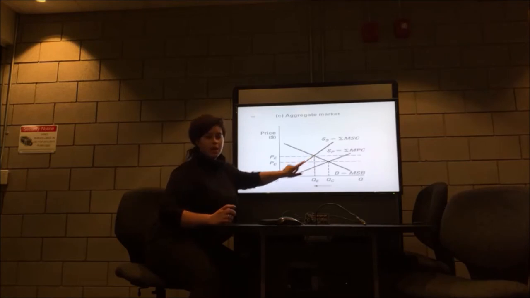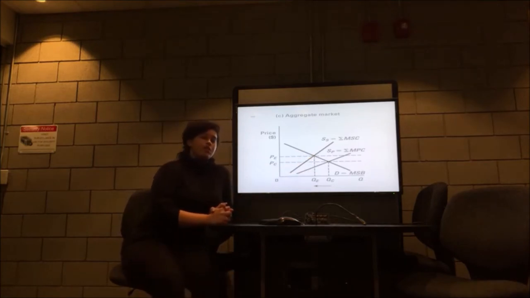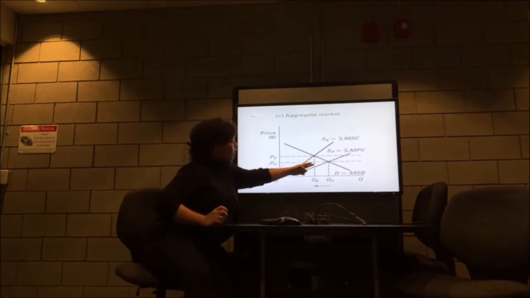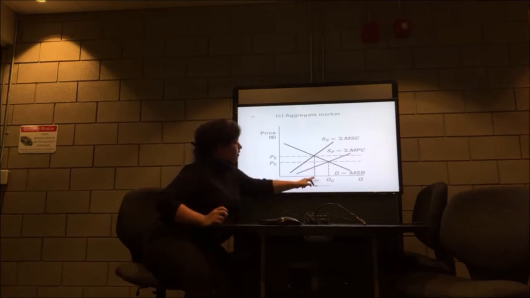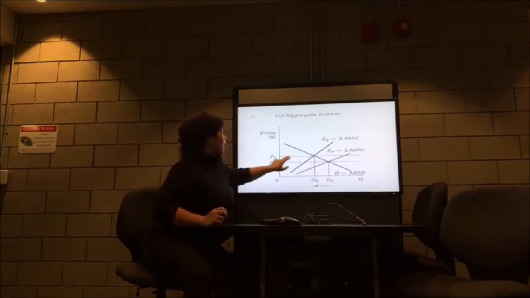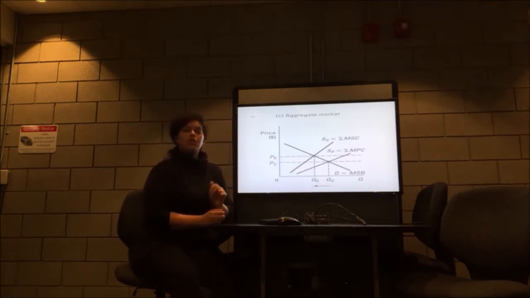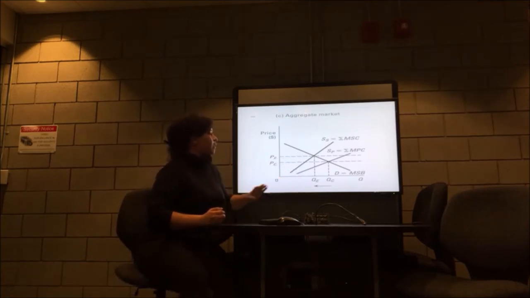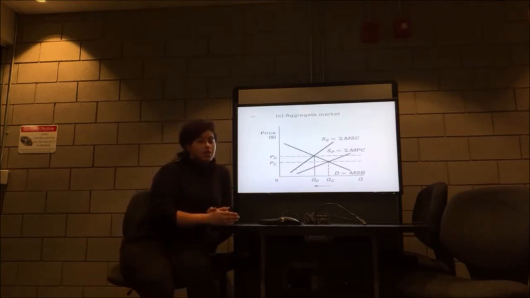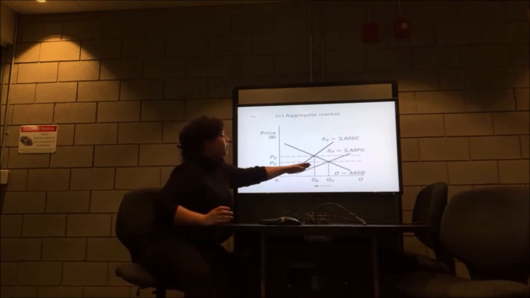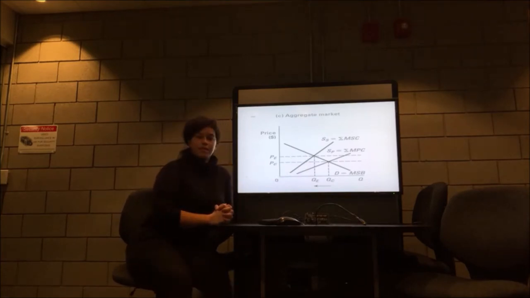This equilibrium is called the efficient equilibrium. So we have another QE, the quantity produced at this price. So in this case, the resources are allocated efficiently and the costs of externalities are considered.